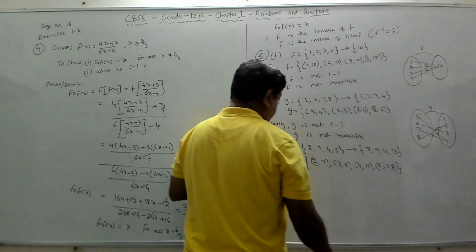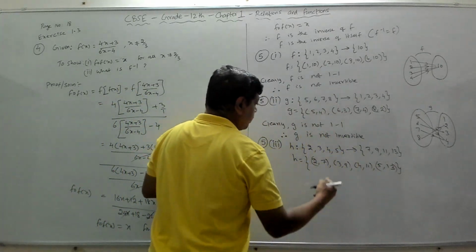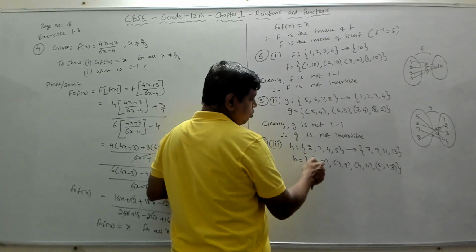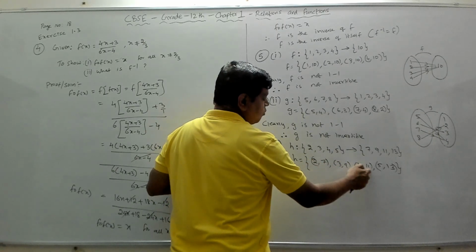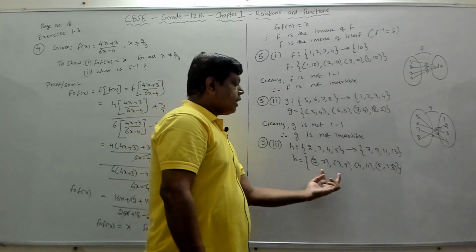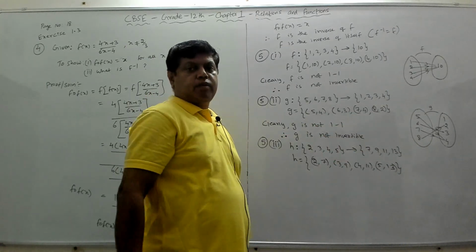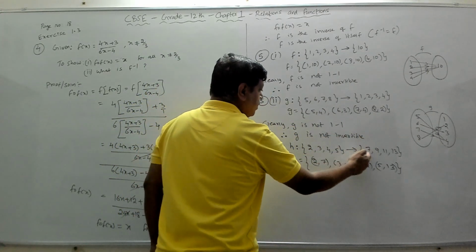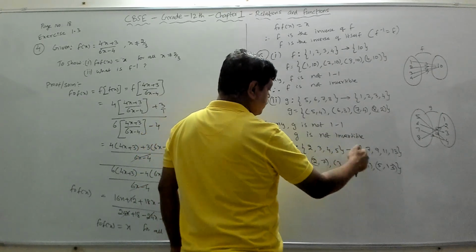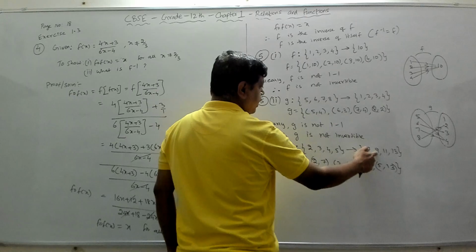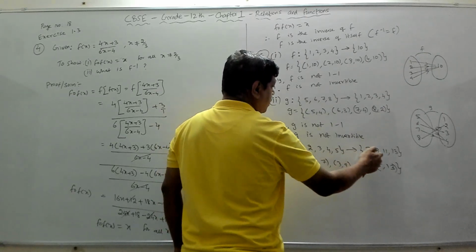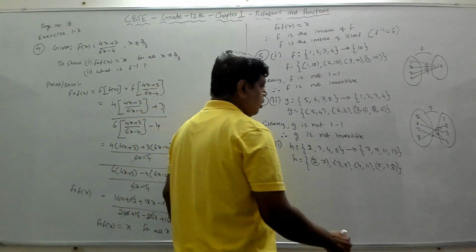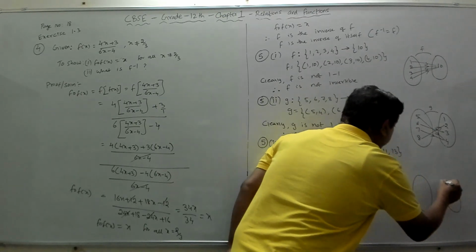Now let's check whether h is 1 to 1 and onto. 2 goes to 7, 3 goes to 9, 4 goes to 11, 5 goes to 13, which means different elements are going to different images. Therefore it is 1 to 1. Also every element here has a pre-image: 7 has 2, 9 has 3, 11 has 4, 13 has 5. So it is onto also. So it is both 1 to 1 and onto. Or you can even draw the arrow diagram quickly to check this.